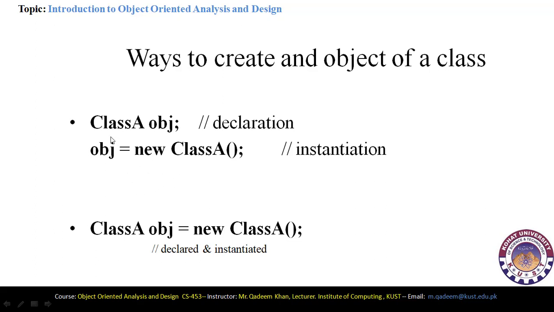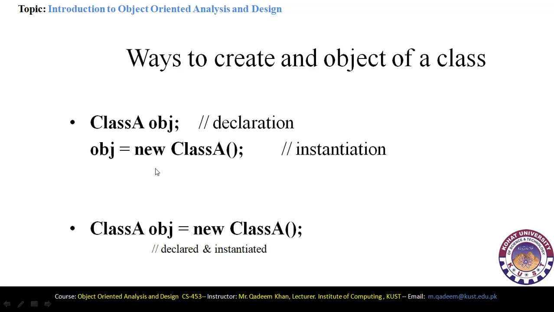By instantiating means that class A object, this is the object belonging from the class A. This is called declaration, and then we will perform the instantiation. In instantiation, we will use the equal and new operator for instantiating the object. Here, obj is equal to new class A.